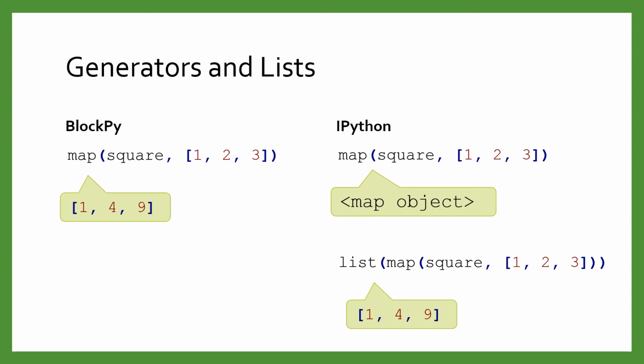If you try running the examples above in IPython, you will see confusing output, like the one in the top right. This is an example of an iterator object. An iterator is very similar to a list, but has certain performance benefits. For our purposes, you can see the data inside an iterator by converting it to a list. This is only an issue if you are programming outside of BlockPy.